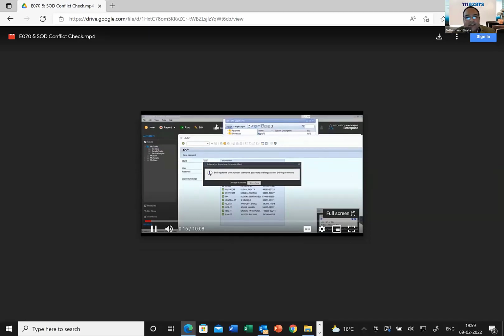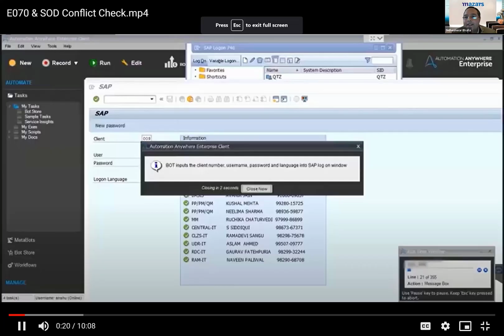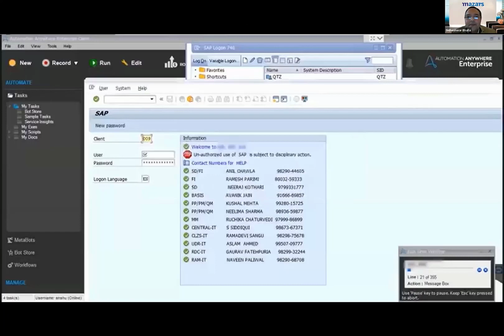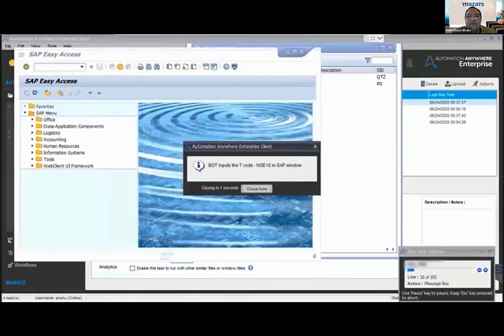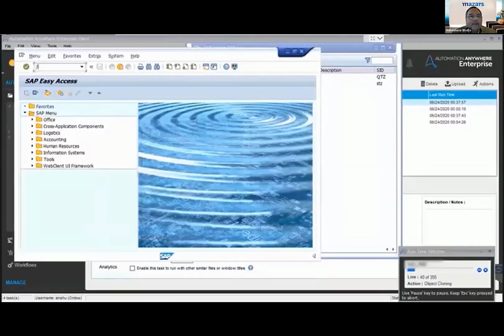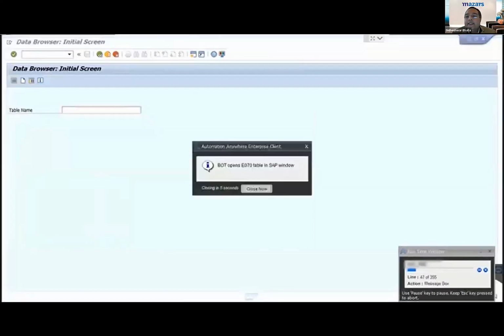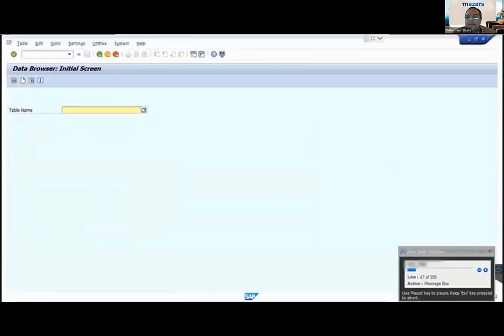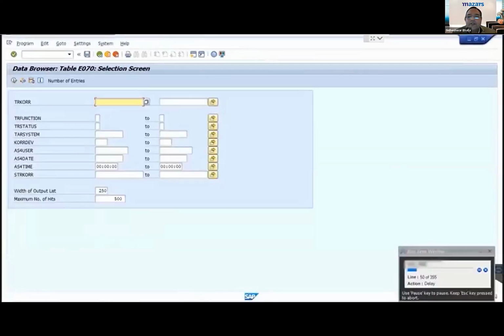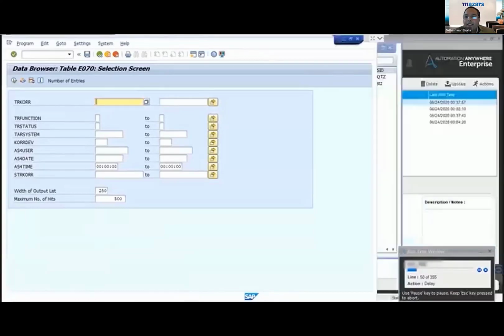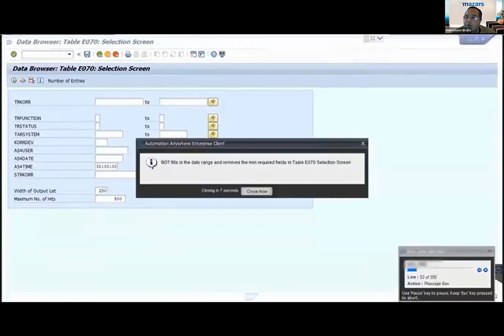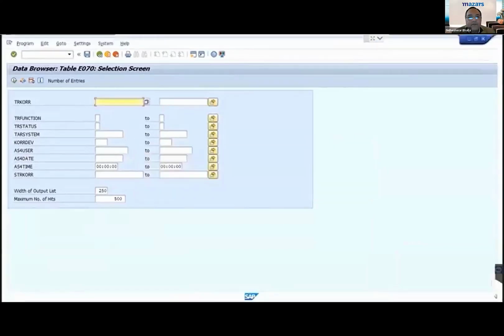Looking at this, this is where I was saying that it is trying to enter SAP using the username, password, and all, and with the relevant T code, it will again punch in the details. You'll just see in a while that it will open that particular page. The table, which is E070 for the SOD, it's going to open that with the relevant fields. So this is how we also do it when we are logging into SAP and punching in all the relevant details, the period that we want to call out the data for, and all.